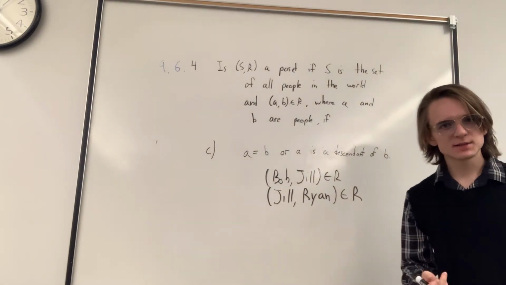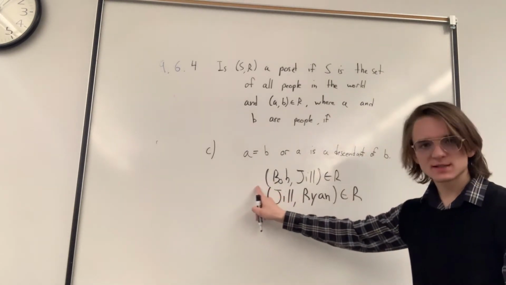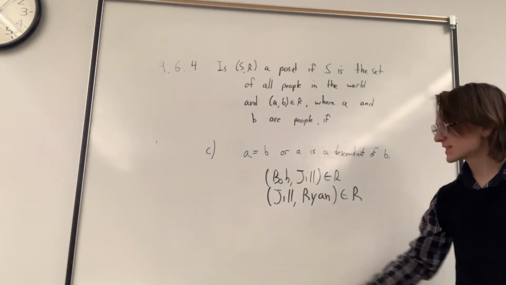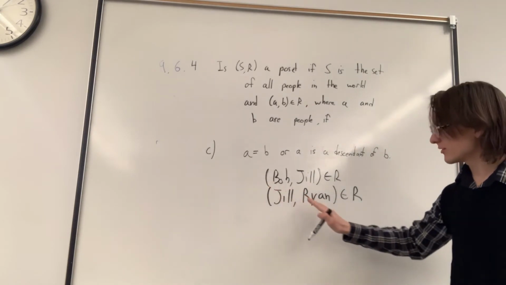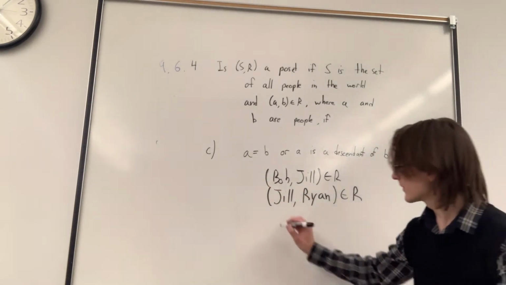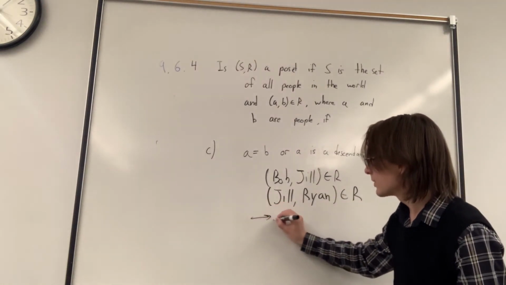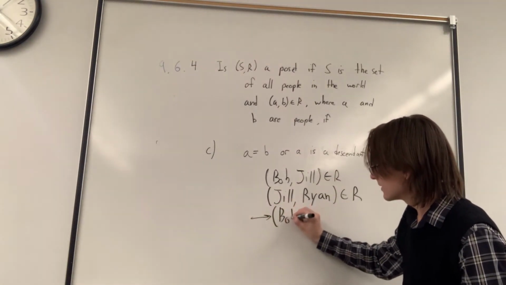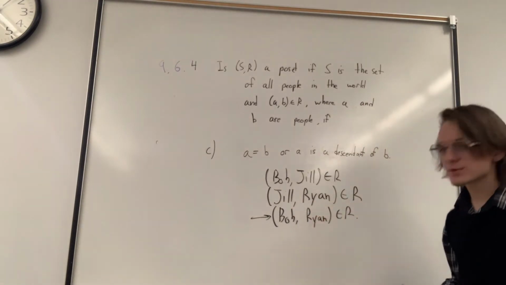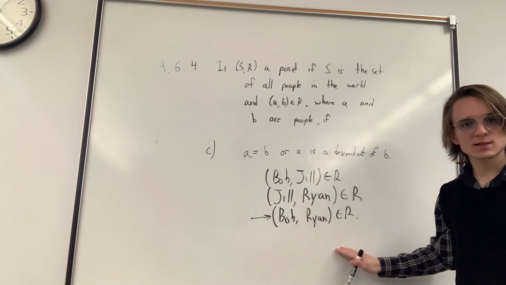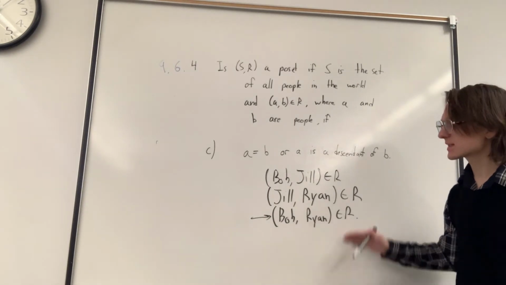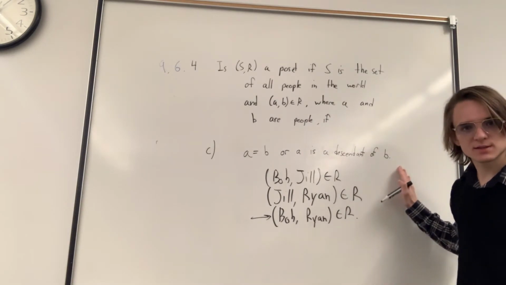Now, does it make sense to say that Bob is a descendant of Ryan? Well, all we're doing is cutting out Jill. We're just saying that Bob is a descendant of Ryan, through Jill. And because of that, transitivity holds. So this implies that Bob is a descendant of Ryan. And this does in fact hold. So yes, this relationship is transitive as well. Because it's reflexive, antisymmetric, and transitive, we would say yes, this relationship is a poset.